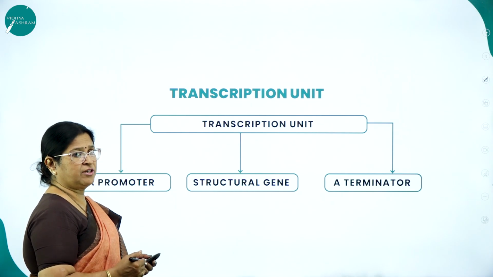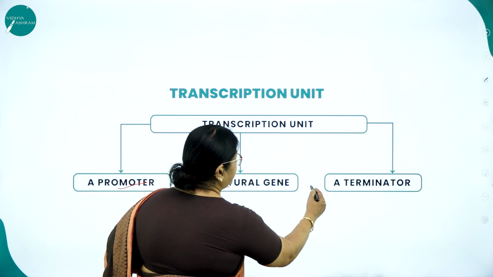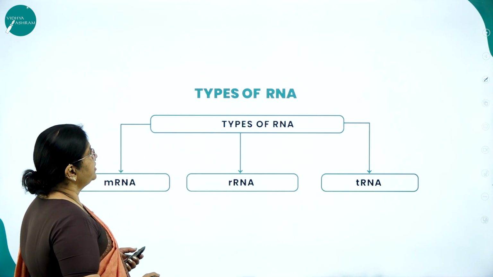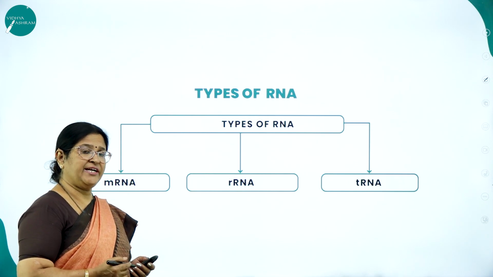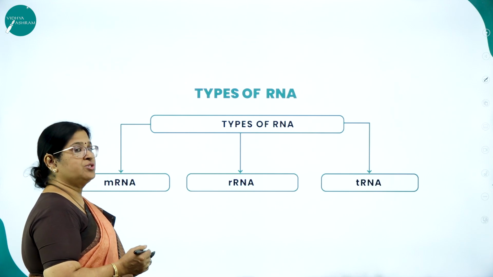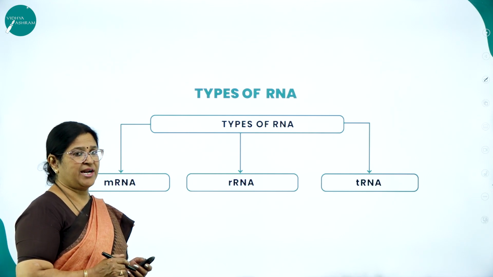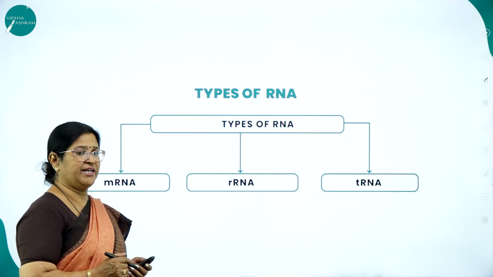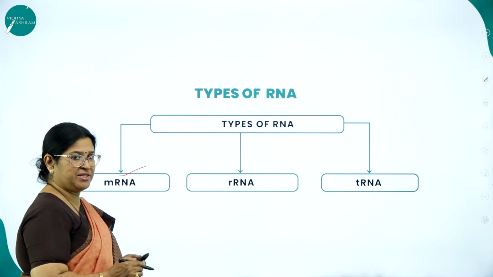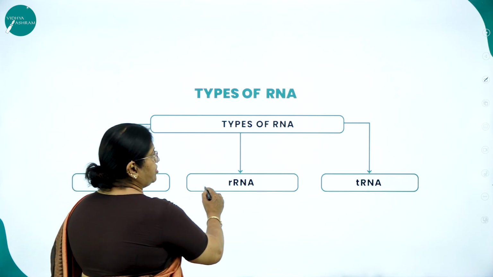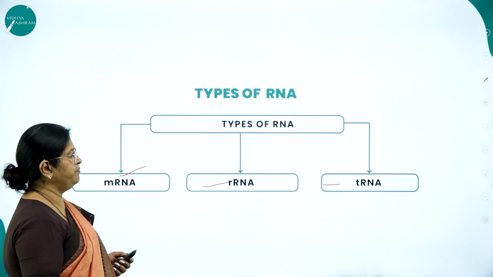Transcription unit: the flow chart of the transcription unit includes a promoter, a structural gene and a terminator. Then types of RNA. As we all know, RNA acts as both genetic RNA and non-genetic RNA. When RNA is acting as genetic RNA, it is only single-stranded, but when it is acting as non-genetic RNA, there are 3 types: mRNA, called messenger RNA, rRNA, called ribosomal RNA, and tRNA, called transfer RNA.